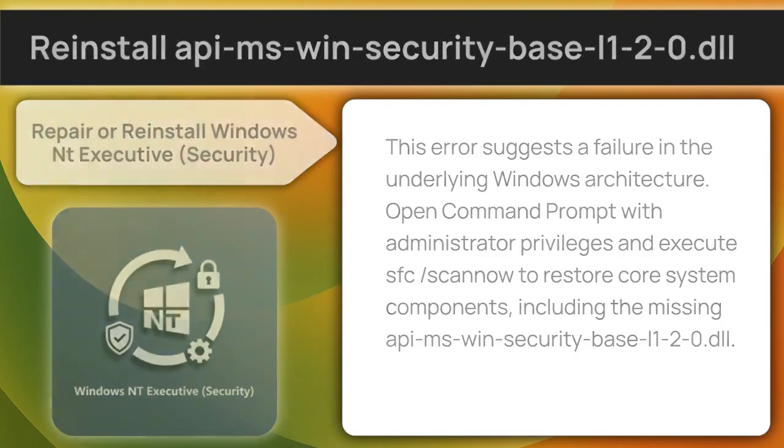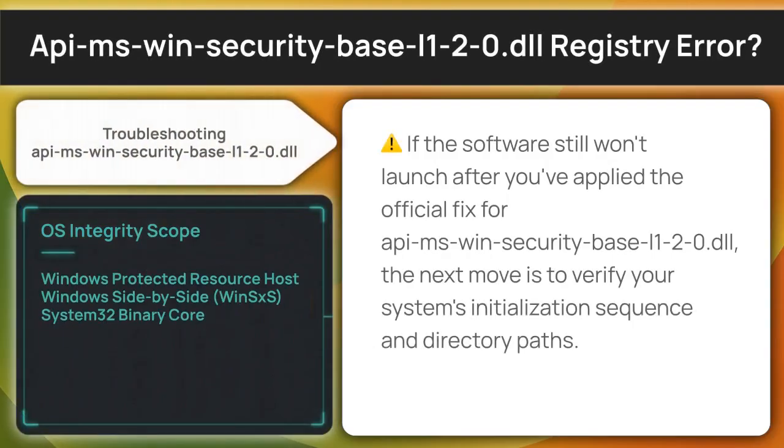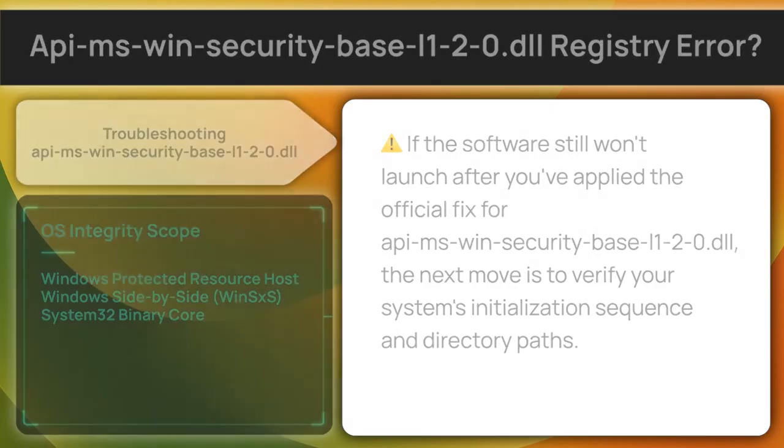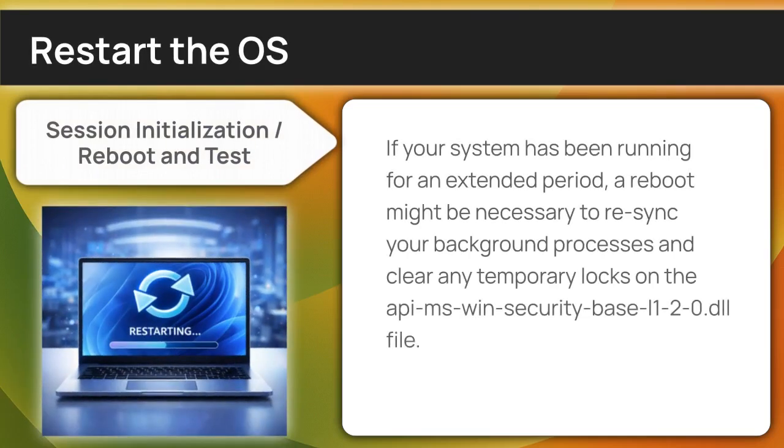DLL. If the redistributable repair didn't resolve the pop-up, the next logical step is to analyze the local environment for process conflicts. A standard reboot clears out temporary memory conflicts and gives the Windows loader another chance to properly register the Security-Base API component during startup.